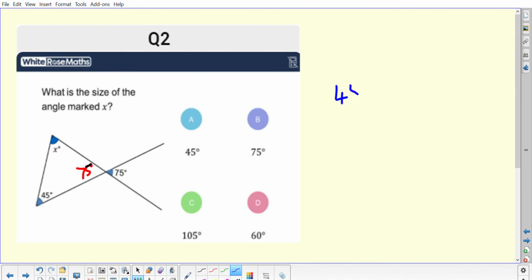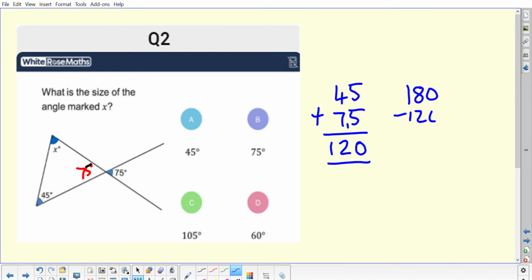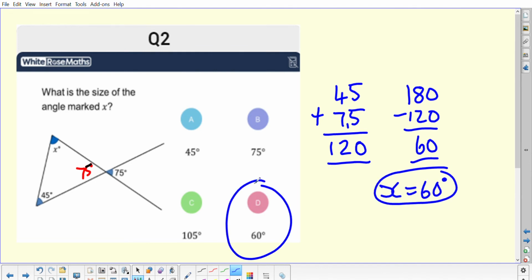and so now inside my triangle I've got an angle of 45 and I've got an angle of 75, and if I add those two things together I get 120 degrees, and if I then take that away from 180 I'll get 60 degrees, and that is of course what my angle X would be, which would be answer D.